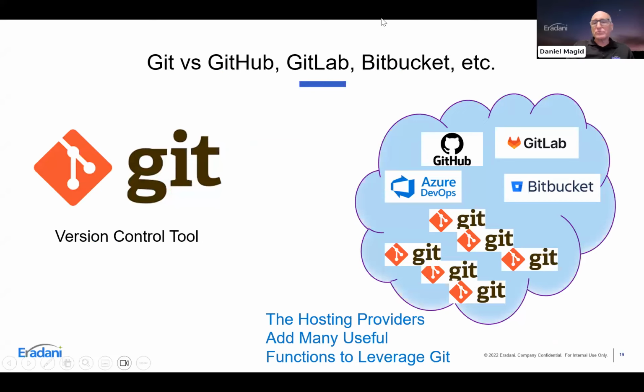Just a quick side note, the difference between Git and things like GitHub, Azure DevOps and GitLab. Git is the version control tool. They all use Git, which is the version control tool itself. What these are, are places where you can host your Git repositories and tools that provide lots and lots of additional function that wrap around the basic version control tool that is Git.